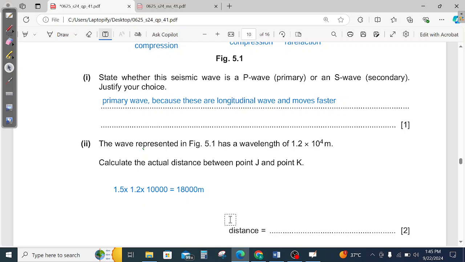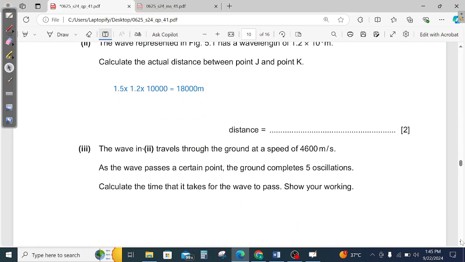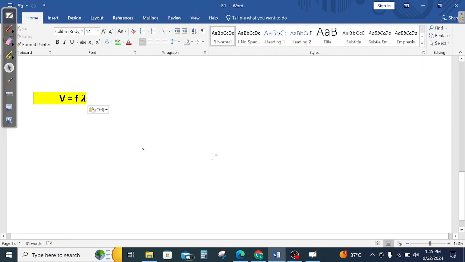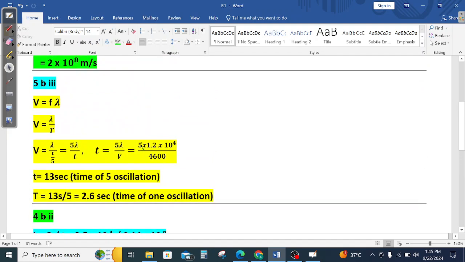meter distance. Okay, next is the wave in 2 travels through the ground at a speed. The speed of the wave by which it is traveling through the ground is 4600 meter per second. As the wave passes a certain point, the ground completes 5 oscillations. It means 5 oscillations mean 5 completed wavelengths. Calculate the time that it takes for the wave to pass. Show your working. It is a very difficult question, but I will solve it. I have already solved this.